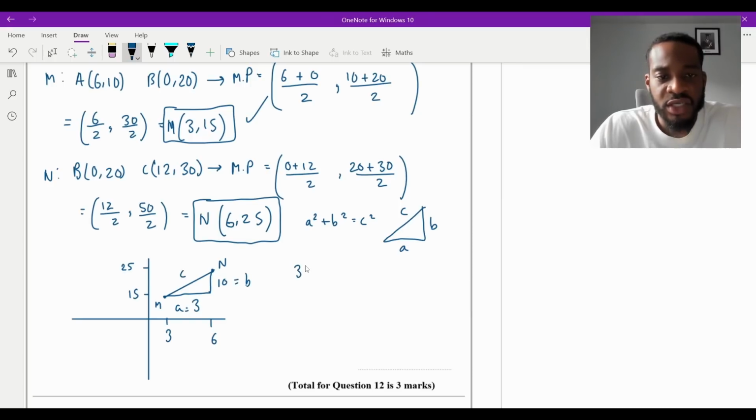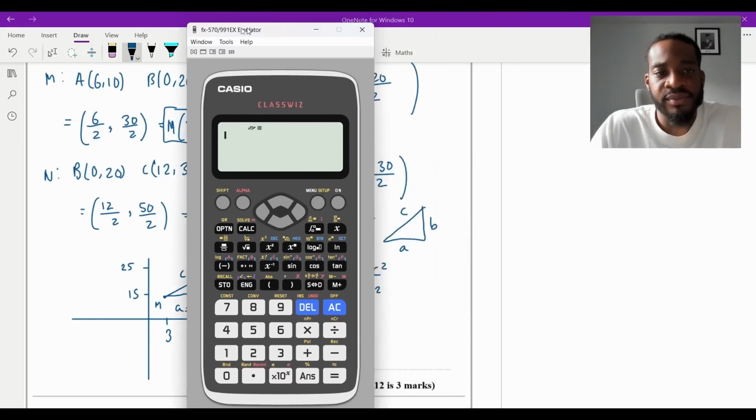We're going to have 3 squared plus 10 squared is going to equal c squared. And then obviously that's 9 plus 100, which is c squared. And that means that c squared is going to equal 109. So c is going to be the square root of that 109. So put it into the calculator and see what we get.